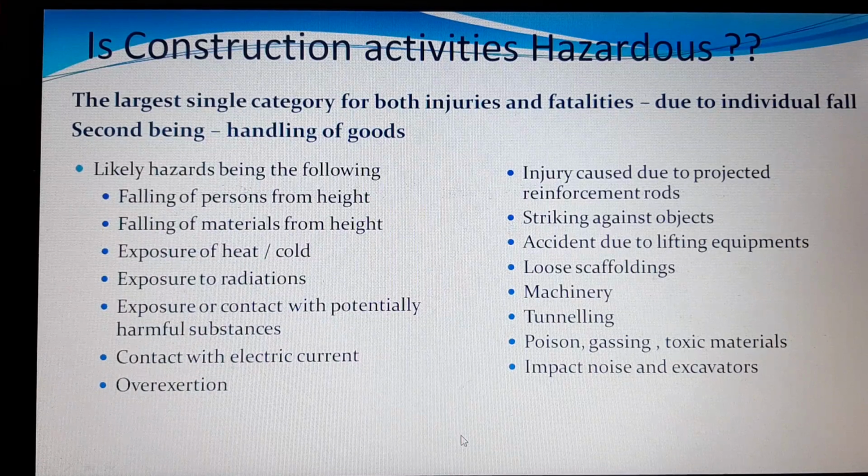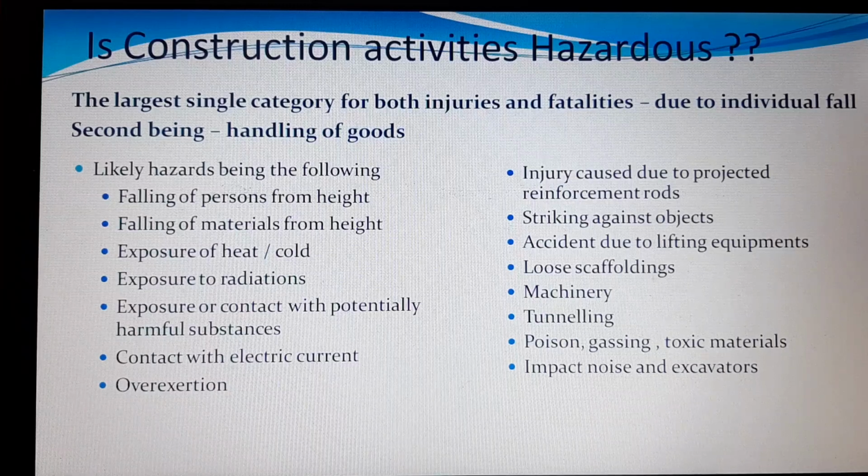Why are construction activities hazardous? It is mainly because we have the largest single category for both injuries and fatalities, mainly because of individual fault. And the second is the handling of goods.